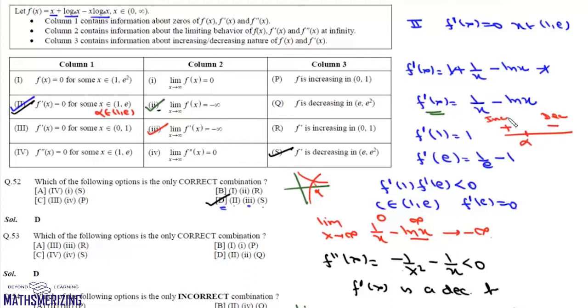So here this function fx will be a decreasing function, and before alpha it will be an increasing function. Now since this alpha lies between 1 and e, that means between e and e square, this function fx is a decreasing function. That means this q is correct. So the correct options are second, and q, and that's your option D.